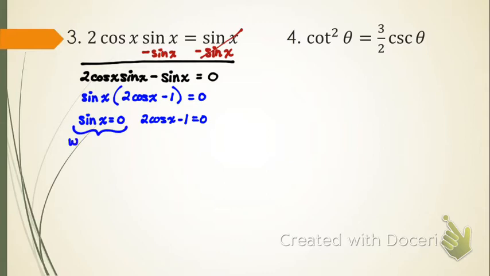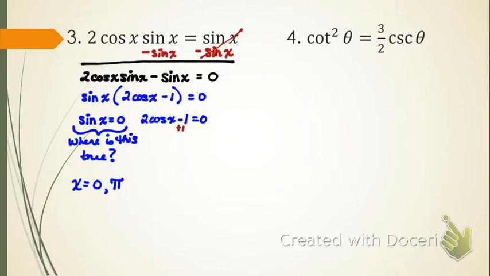Sine of x equals 0. Where is this true? Yep, 0 and pi. So x equals 0. It equals pi.